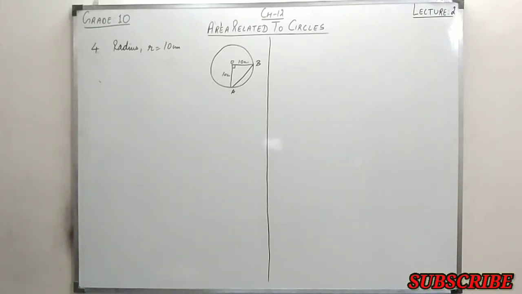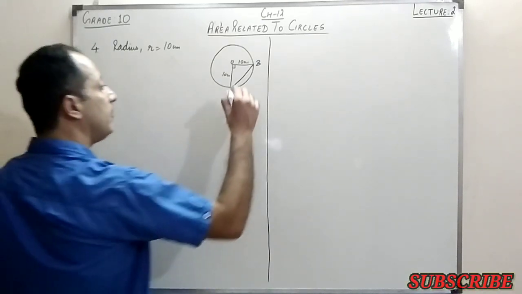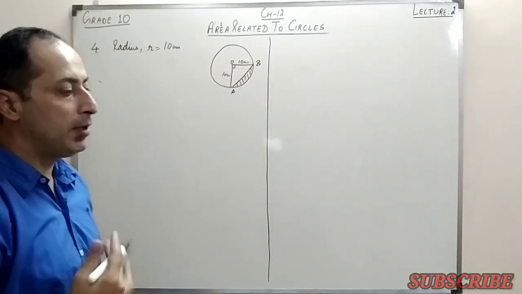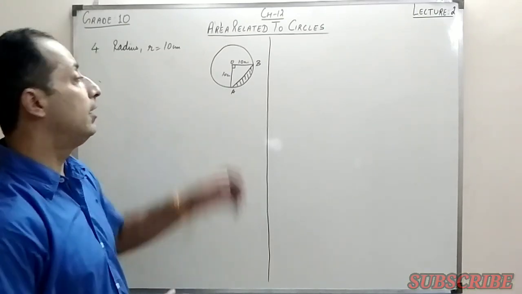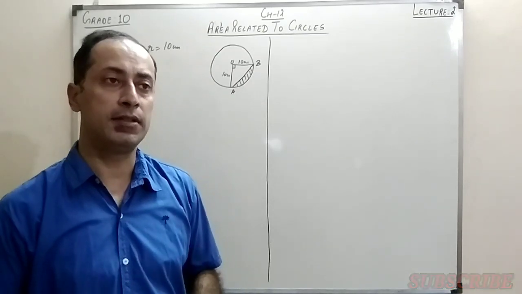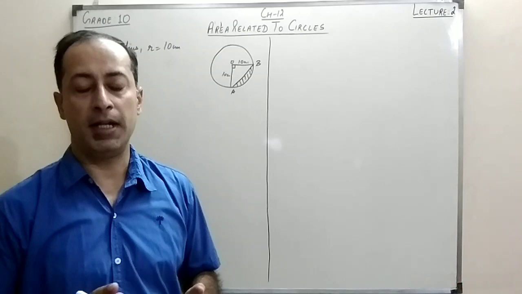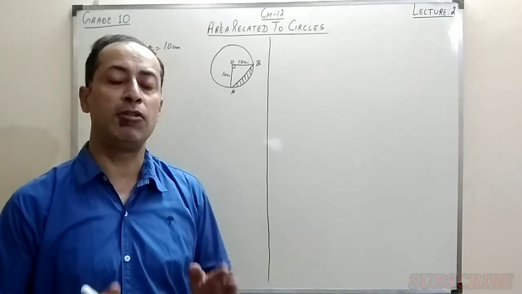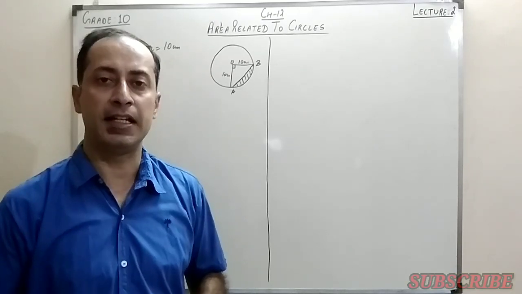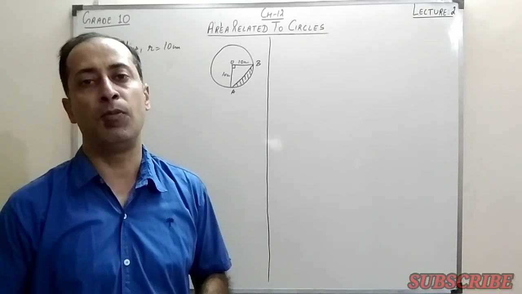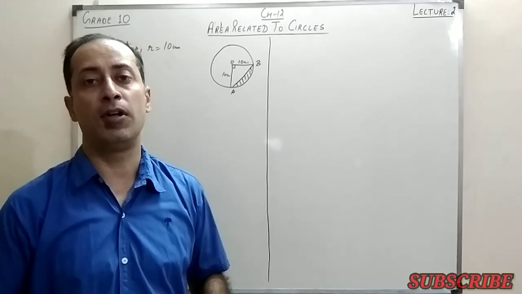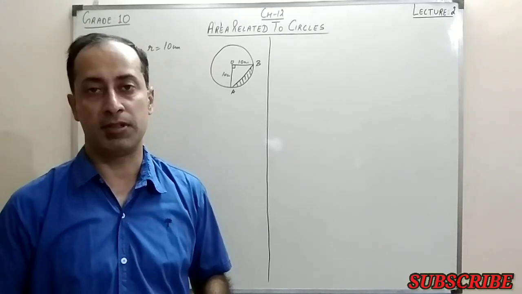Now we have to find the area of the corresponding minor segment. So we have to find the area of this triangle. One more important thing: whenever the angle formed in the sector is 90 degree, the triangle which is formed is a right angle triangle, right? So in that case, if you have to find the area of the triangle, you can directly apply the formula half into base into height. If the angle formed is 60 degree, it will be an equilateral triangle, and you can apply the formula of the equilateral triangle, that is root 3 by 4 a square.